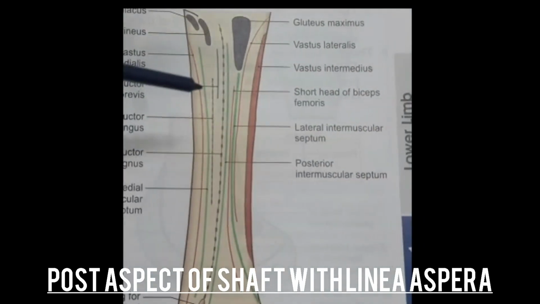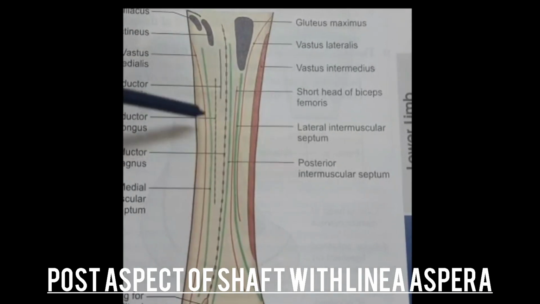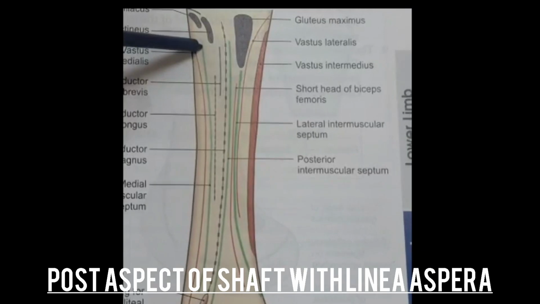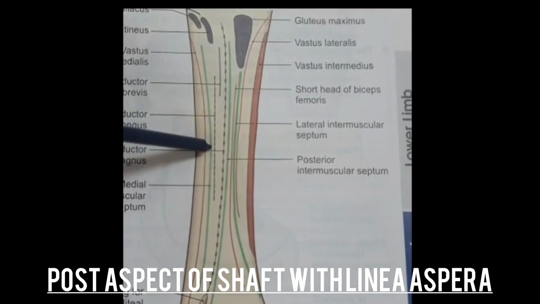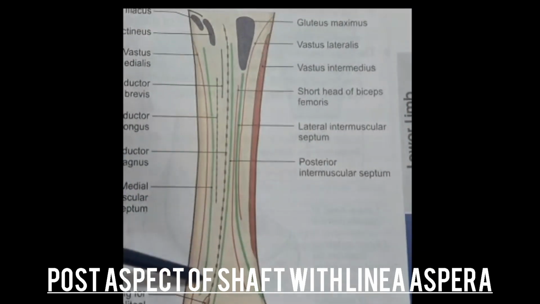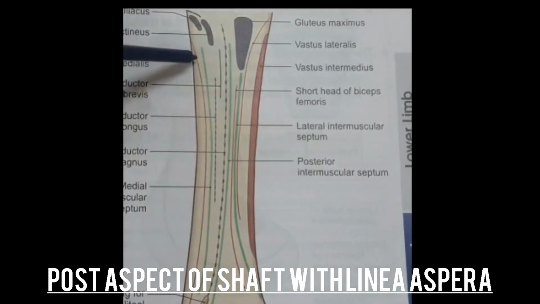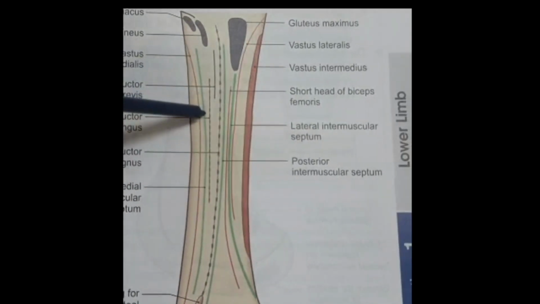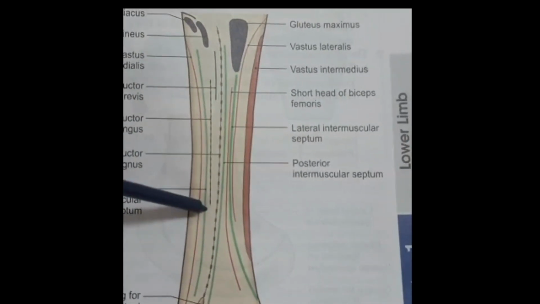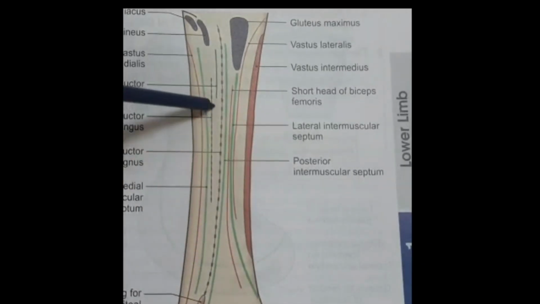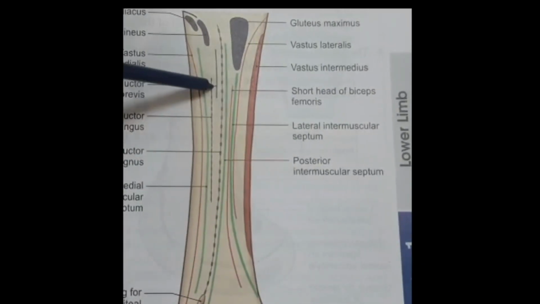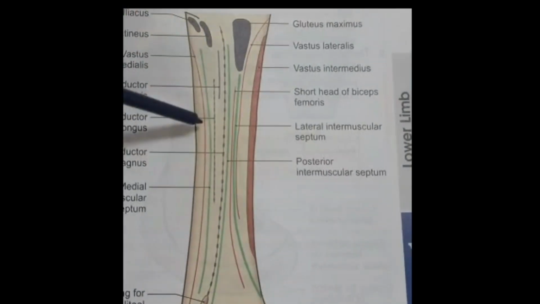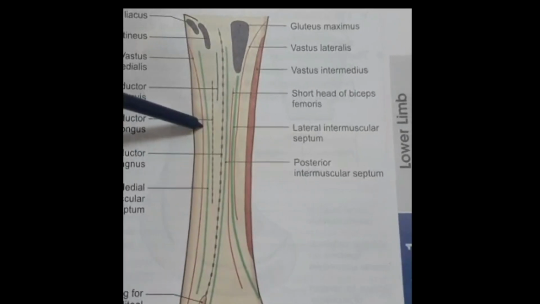Okay. Now you can see here, medial to the adductor longus there is one linear attachment, and that is the medial intermuscular septa that lies in between the vastus medialis and adductor longus. So this medial intermuscular septa divides the front compartment from the medial compartment. These are the medial compartment muscles, adductor longus, brevis and magnus, while vastus medialis is the muscle of the front.